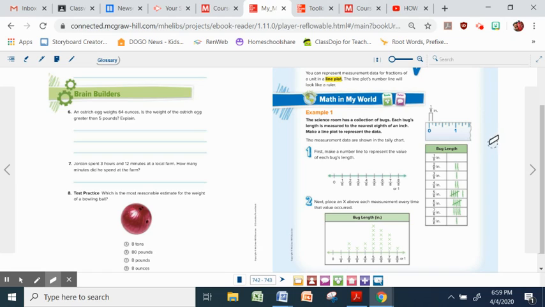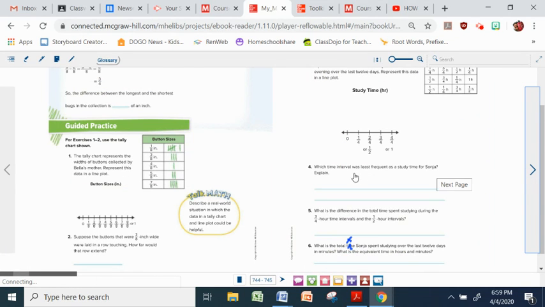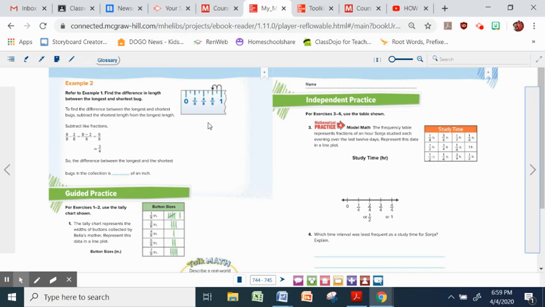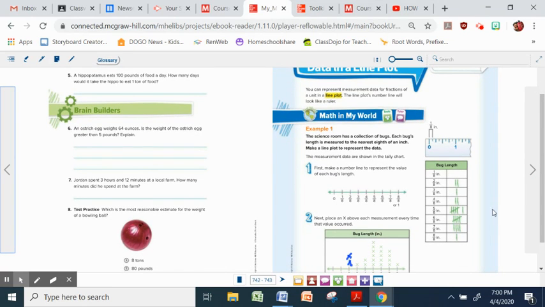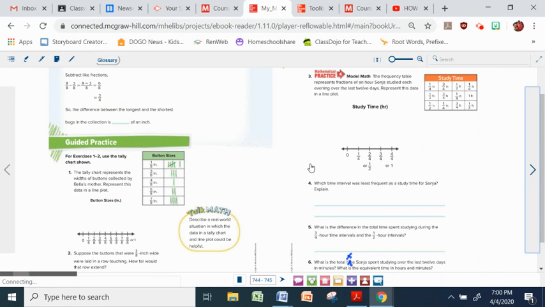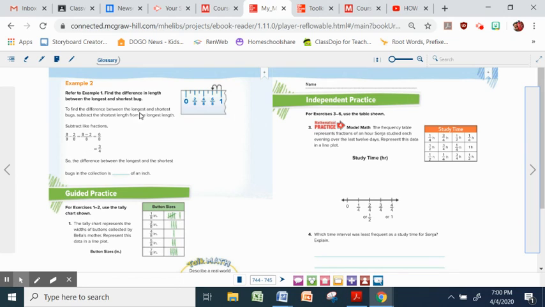Go to the next page, turn over, or just follow along in the book on the screen. Here we're going to start by reading our problem. Example 2. Remember, it says here, refer to example 1. Find the difference in length between the longest and the shortest bug. If you look back in your data, you have to copy down what your shortest bug is and what your longest bug is. I know that my shortest bug is 2 eighths and my longest bug is 8 eighths. So I have that in my head, and I'm going back to my problem.